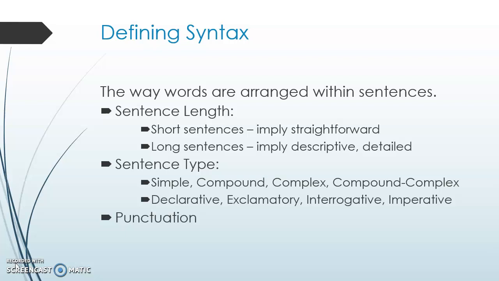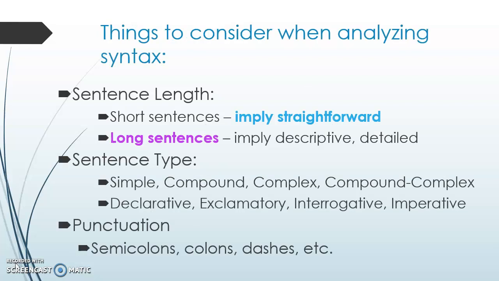Sentence type, we're talking about simple, compound, complex, and actually, we can have a compound complex sentence, a complex sentence. We can have multiple sentences. Well, actually, one long sentence can look like a paragraph, but it's really one long sentence. We're talking about declarative, exclamatory, interrogative, imperative. We're looking at the punctuation. We're talking about how that sentence is arranged.